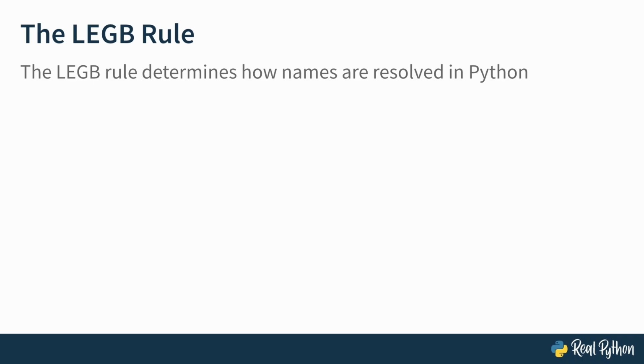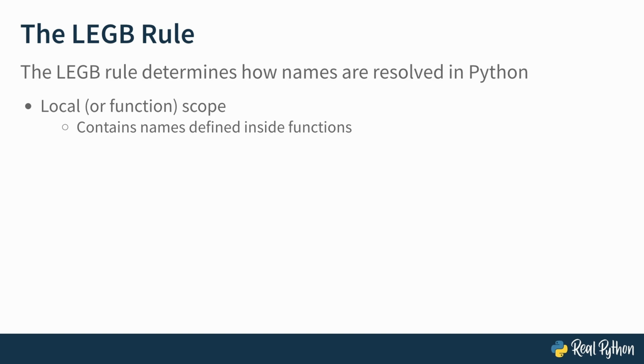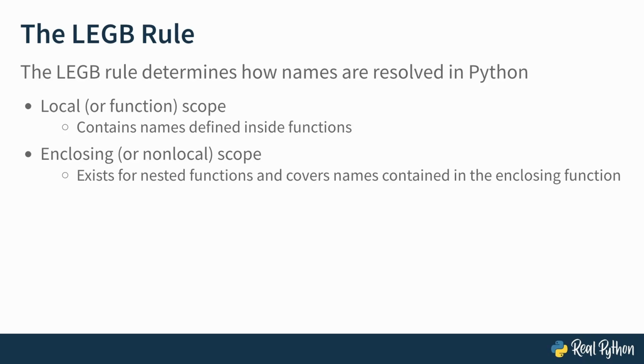So first we have the local or function scope. This contains the names defined inside functions. Next up is the enclosing, also called non-local scope. This exists for nested or inner functions and covers the names contained in their enclosing functions. This is probably the trickiest scope, but mastering it enables some really powerful design patterns.